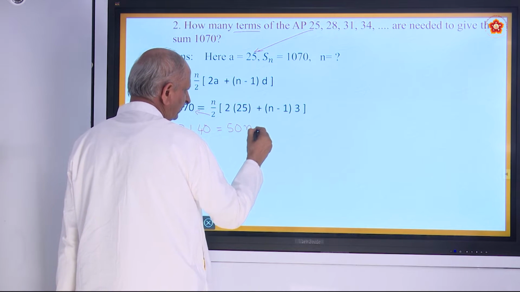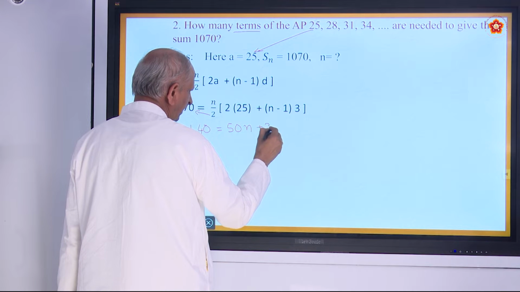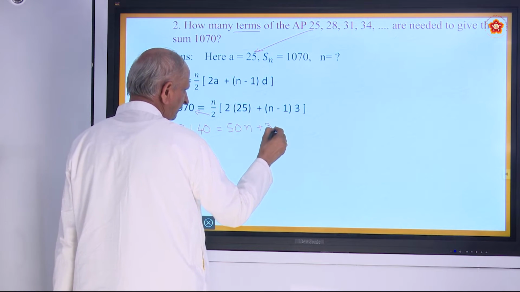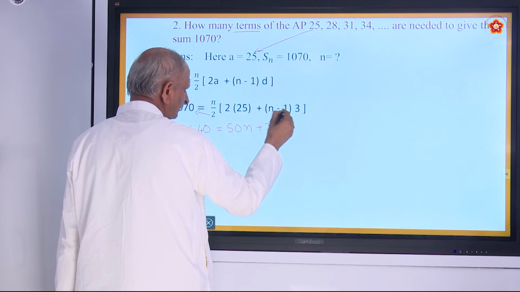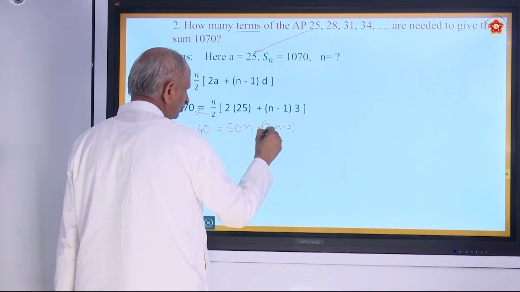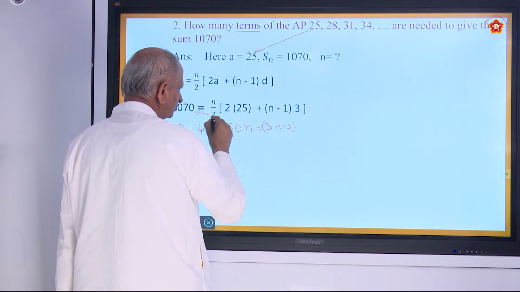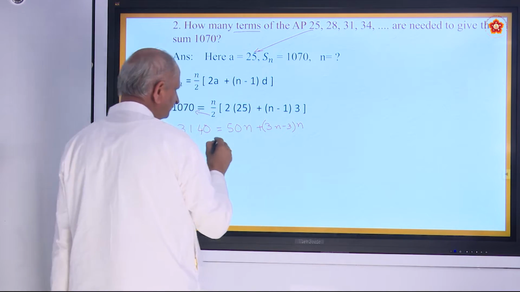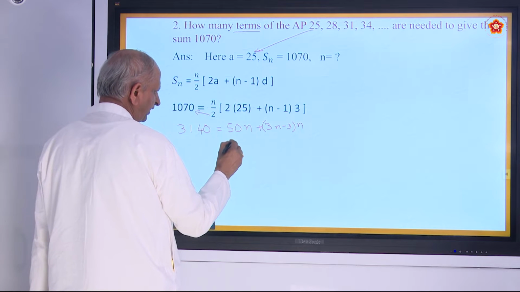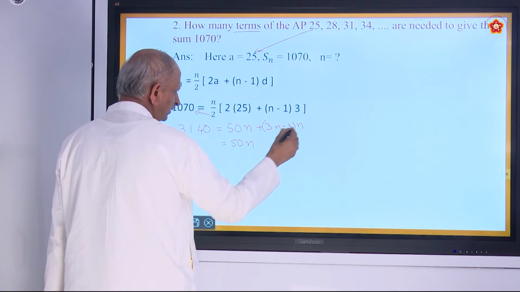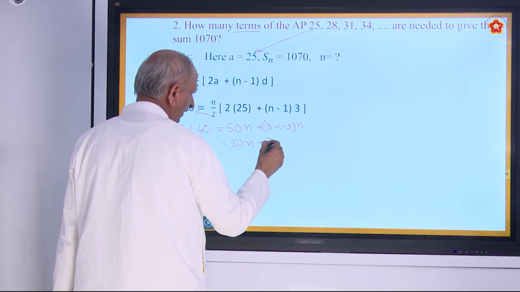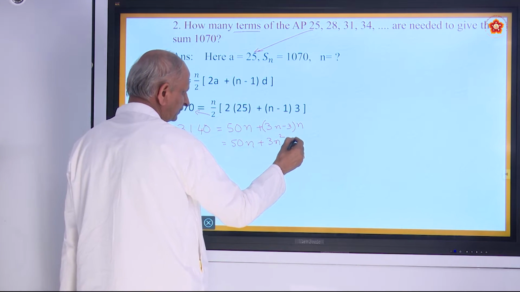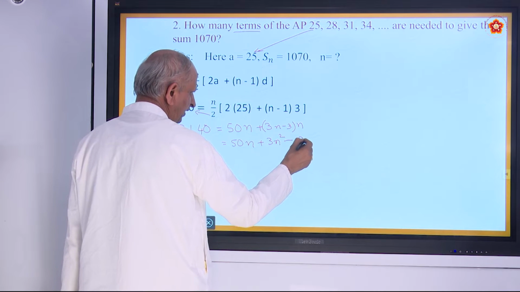and this will be 3n minus 3, 3n minus 3 into n, with n outside. So this is 50n, 3n into n, 3n square, minus 3n.